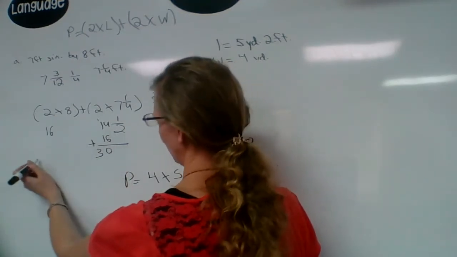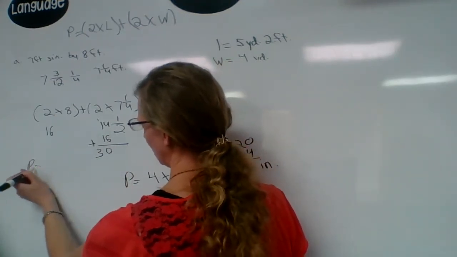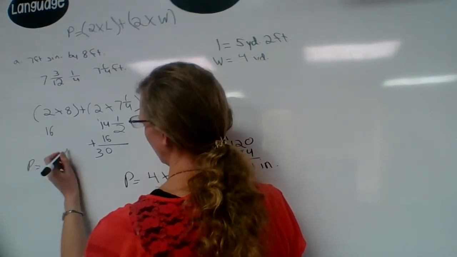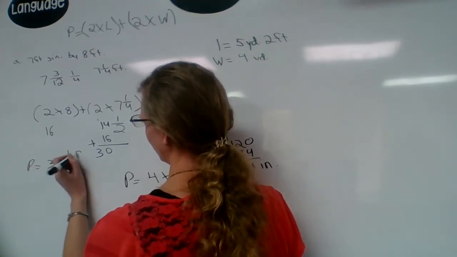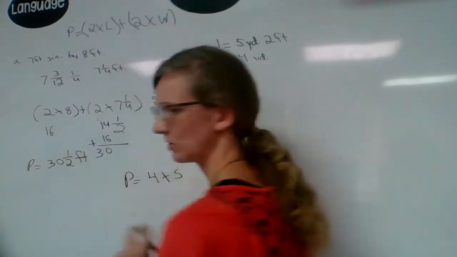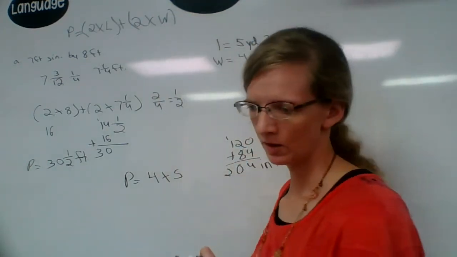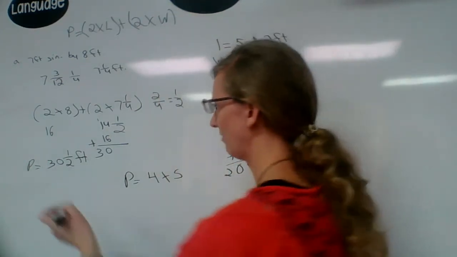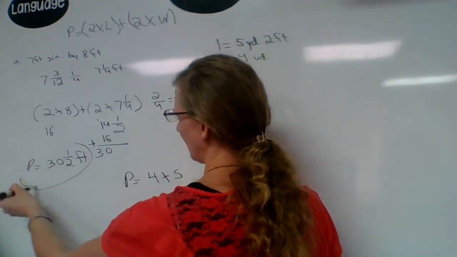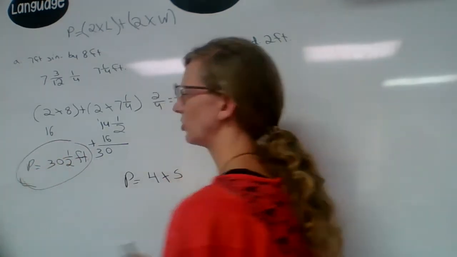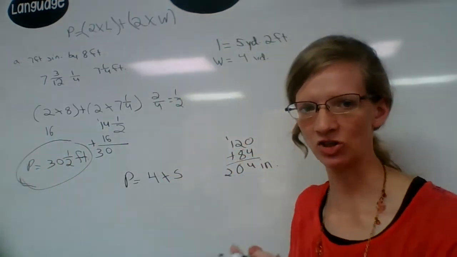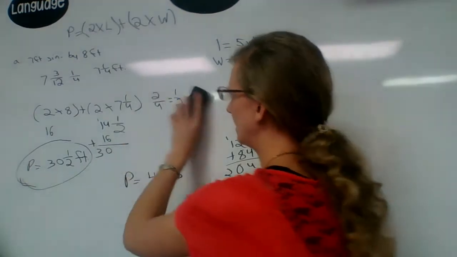So that leaves you with P equals 30 1/2 feet. Do not forget to put your measurement down. P equals 30 1/2 feet. So that's how you would find that. Just remember, don't forget to reduce, because that will make it a lot easier for you. So that is number A.